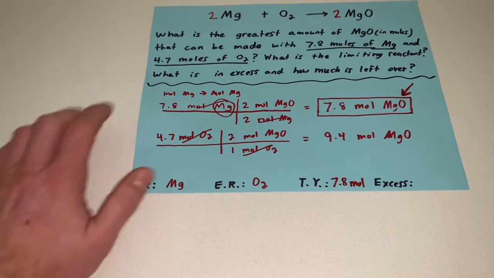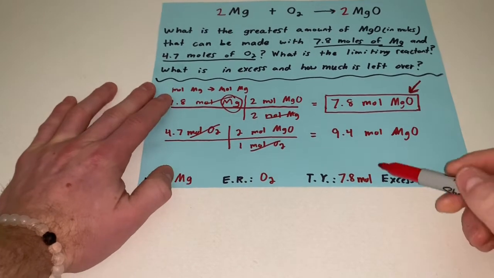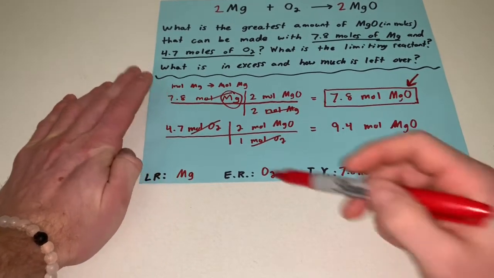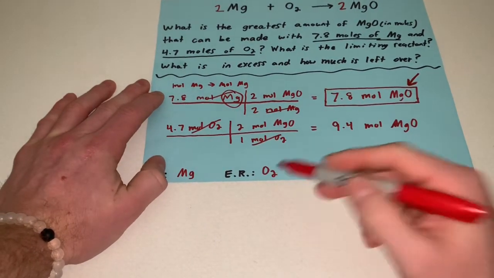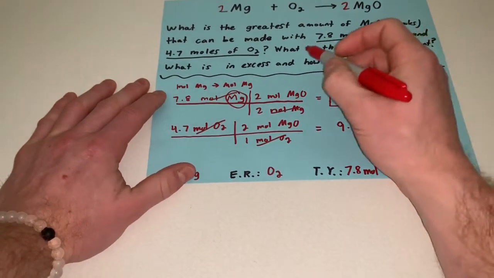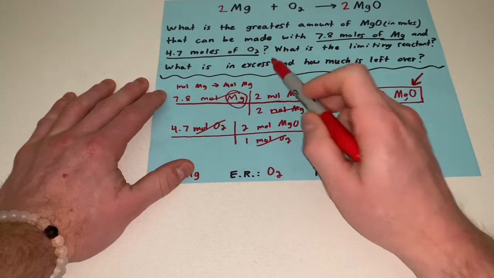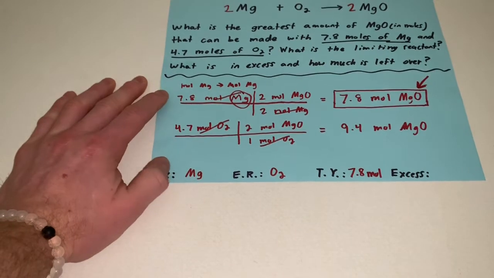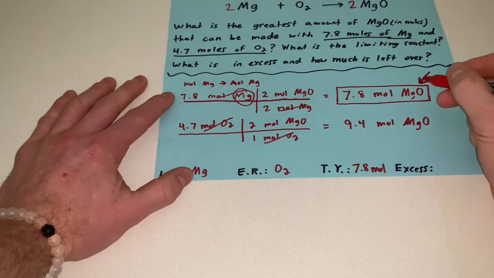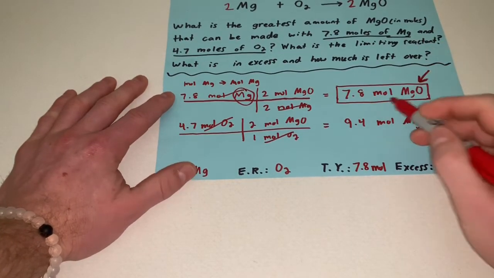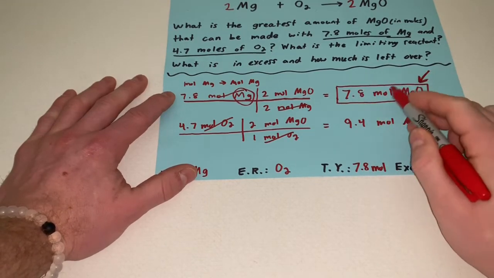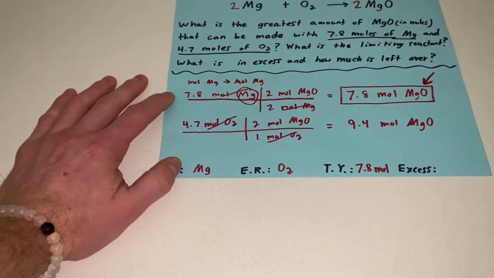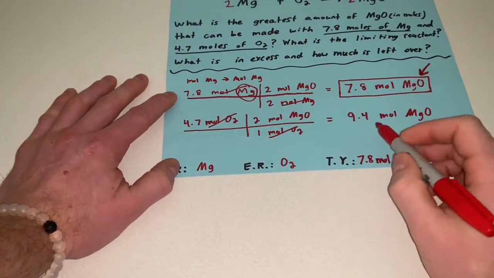All right, so now we're able to determine how much our theoretical yield was, 7.8 moles of magnesium oxide, what our limiting reactant is, and what our excess reactant is. The last part of the question is now asking what is in excess? Well, oxygen's in excess, and now we want to know how much of that oxygen is left over. So we need to use the theoretical yield. We want to see of this 7.8 moles of magnesium oxide that we produced, how much of these 4.7 moles of oxygen was used. How much oxygen did we actually use?